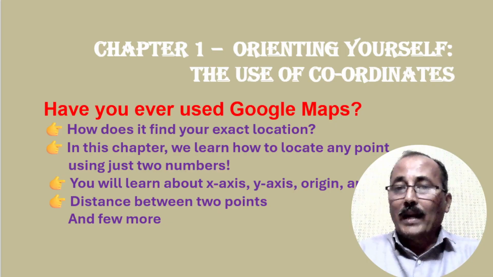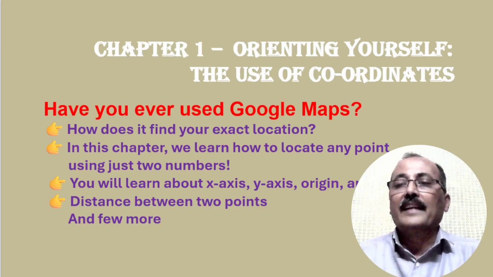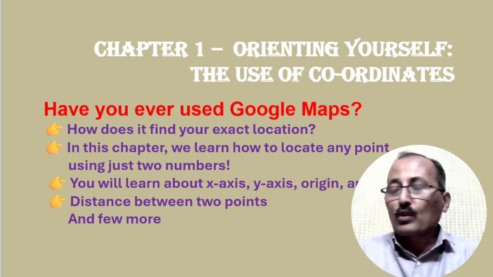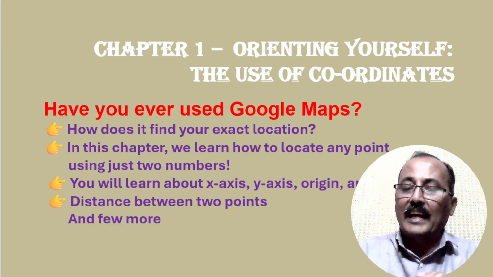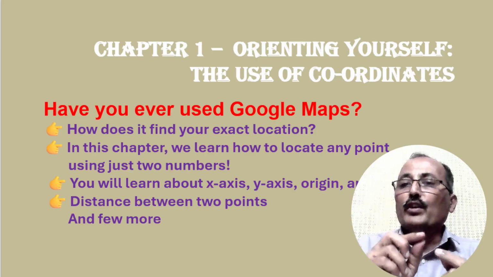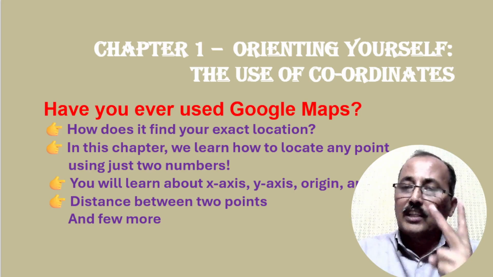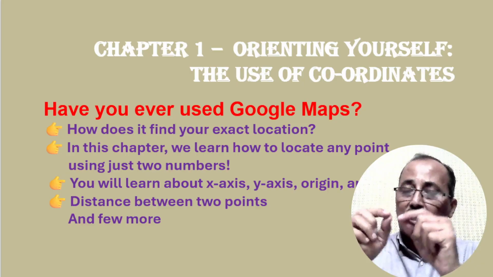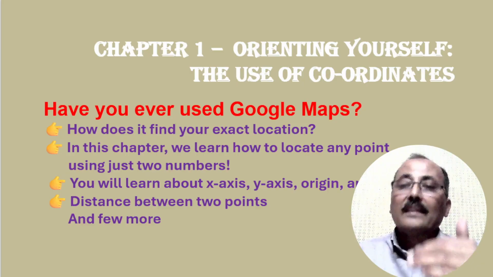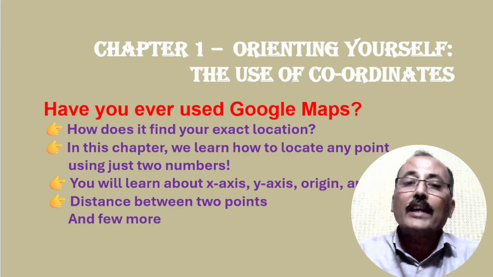Okay, chapter 1 is about orienting yourself, the use of coordinates. What is it? Have you ever used Google Maps? How do they use it? Only with the help of 2 coordinates, the x coordinate and the y coordinate. You could have seen 2 values there, 22 degrees point something, and one more coordinate. Only with the help of the x comma y coordinates is your point located. Each house, each place is located in Google Maps. That is what we are going to read about, not Google Maps, but x and y coordinates.